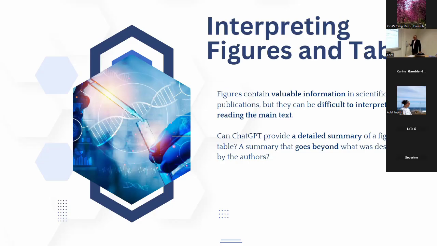So the point was, can ChatGPT go beyond simply what was described by the authors? And why can it do that? Remember, it has the context of the massive knowledge in its database. So it can take that figure through the internal product and come up with newly generated text that is beyond what's written in the paper.